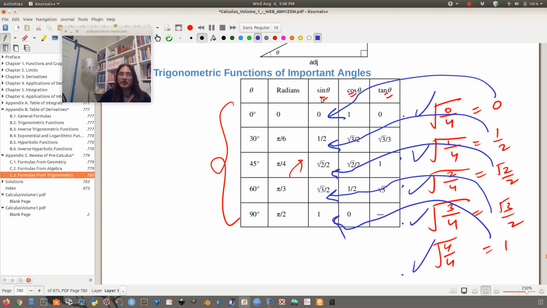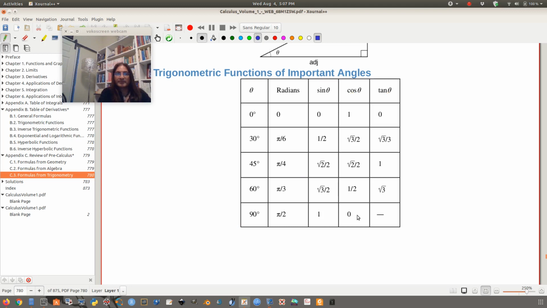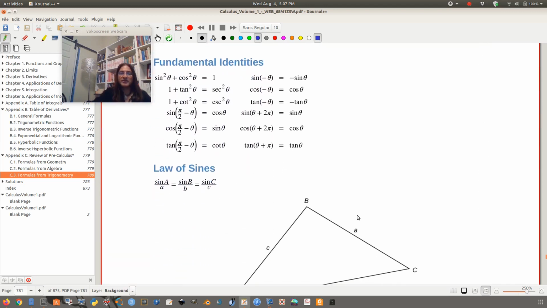Once you have these values filled up, you flip this column, you get this one upside down, and then this divided by this gives you tangent. But we can also prove all of them, as we just did. Okay, so in the next lecture, we'll look at these fundamental identities.